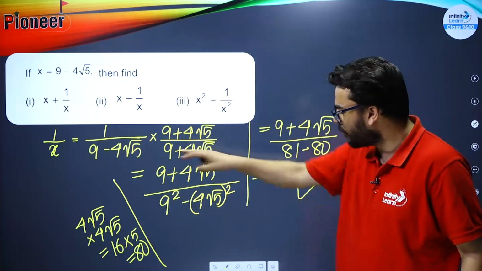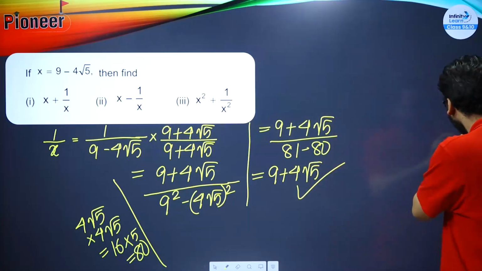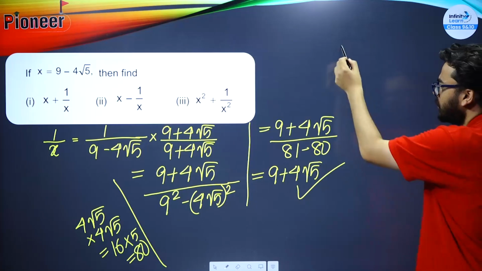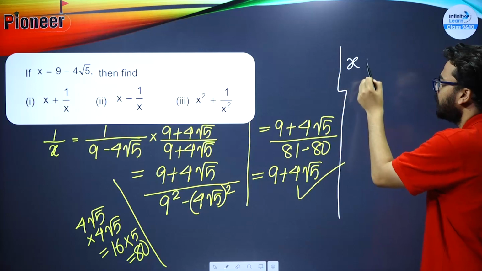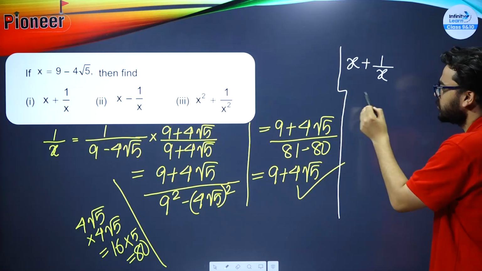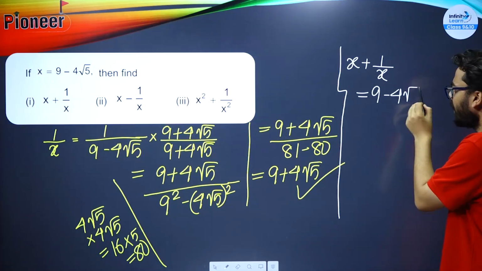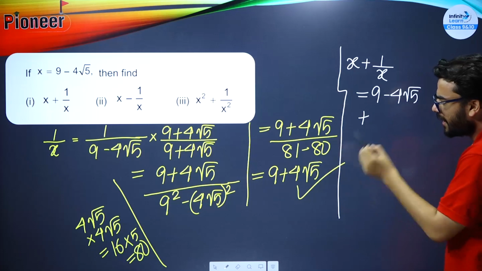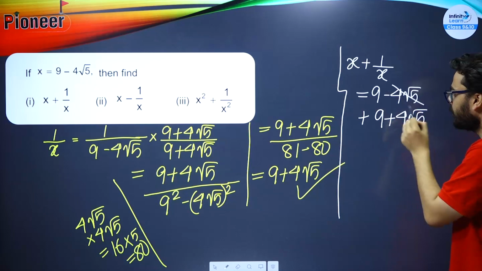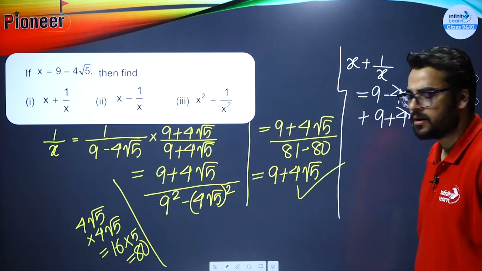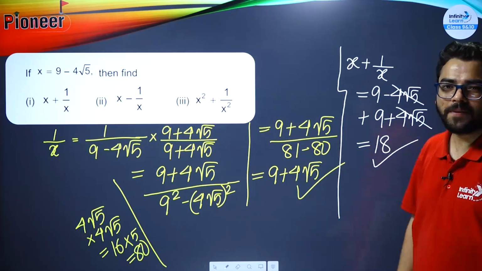And we know the value of 1 by x over here, and x is already given in the question. So x plus 1 by x is very simple now. Yes or no? So you see over here, x plus 1 by x, how can we find? X plus 1 by x over here. So x is nothing but equal to 9 minus 4 root 5, and 1 by x is nothing but equal to 9 plus 4 root 5. So basically you see 4 root 5 and 4 root 5 will get cancelled out. So x plus 1 by x is coming out to be equal to 18. I hope it is clear.